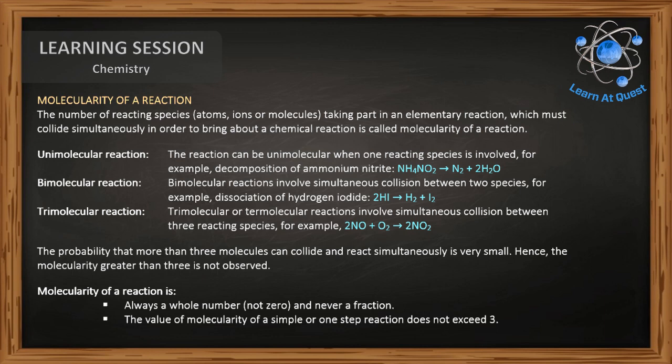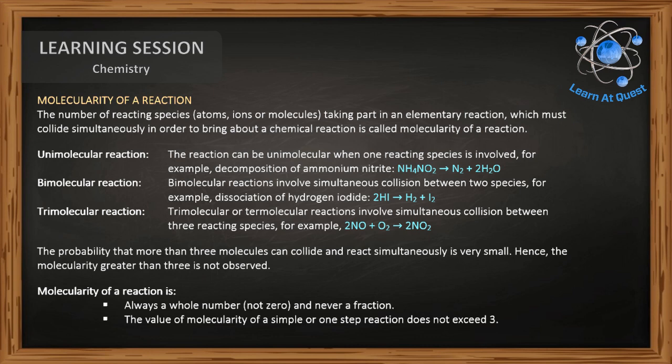Similarly, a bimolecular reaction is a reaction which involves simultaneous collision between two reacting species. For example, the dissociation of hydrogen iodide is a bimolecular reaction, that is, its molecularity is equal to 2. Because two molecules of hydrogen iodide must simultaneously collide, only then will it dissociate into hydrogen and iodine. The reaction is 2HI forms H2 plus I2, that is, 2 moles of hydrogen iodide react to form a mole of hydrogen and a mole of iodine.